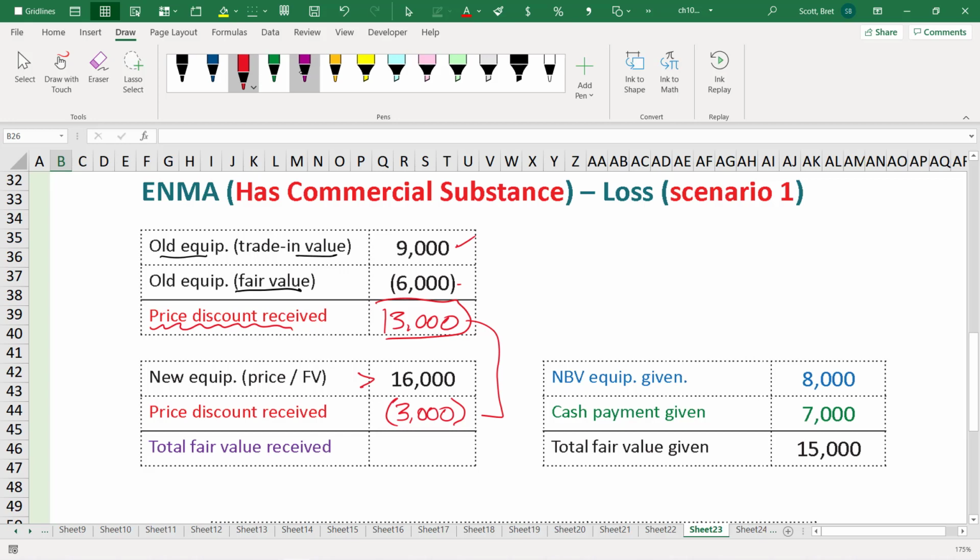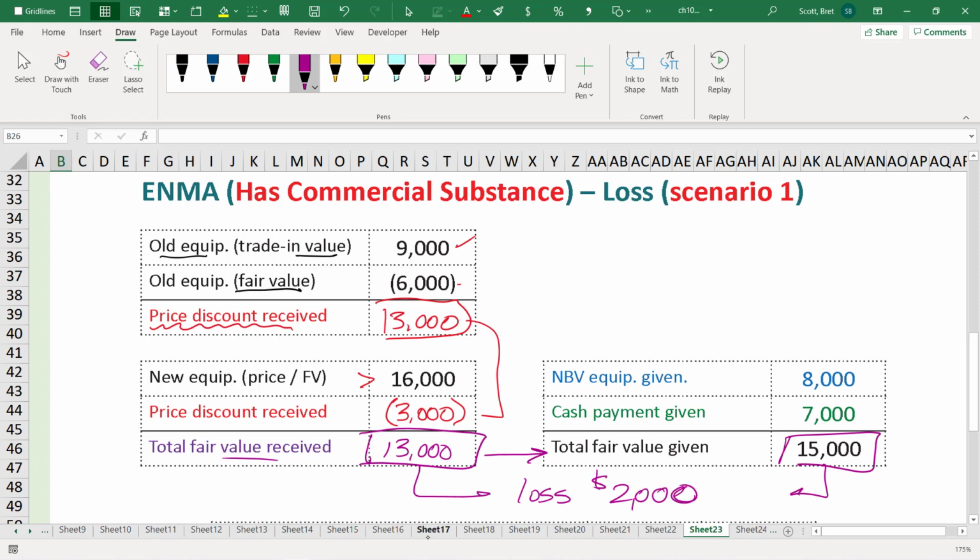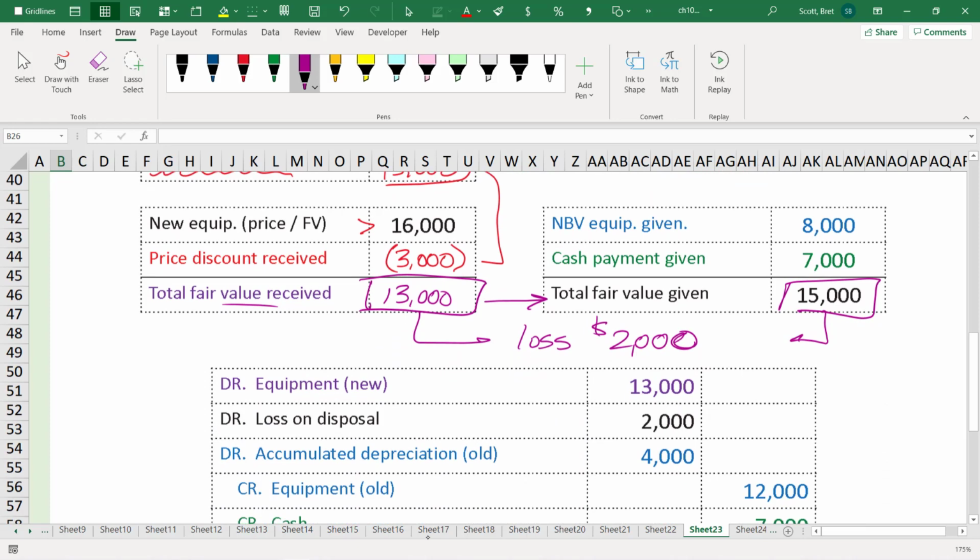So the total fair value received in this case is $13,000. Interesting, because when I compare the fair value received to the total fair value given of 15, essentially I'm giving 15,000, I'm getting 13,000, so that must mean I have a loss of $2,000. And that's what I have to record in my books down below.